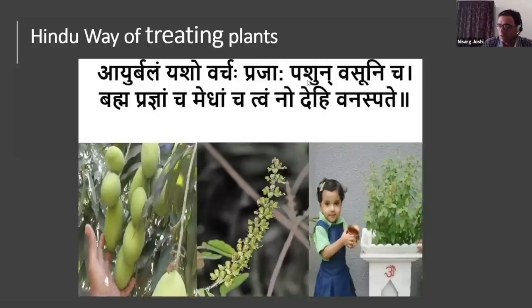So this is the sloka that we chant before we use the tree twig for cleaning our teeth. It says, oh forest lord, give us long life, strength, fame, progeny and wealth. Give us, Lord Supreme, wisdom, divine and intelligence. So when we utilize a part of nature for our selfish purpose, we actually worship them, we say sorry to them.